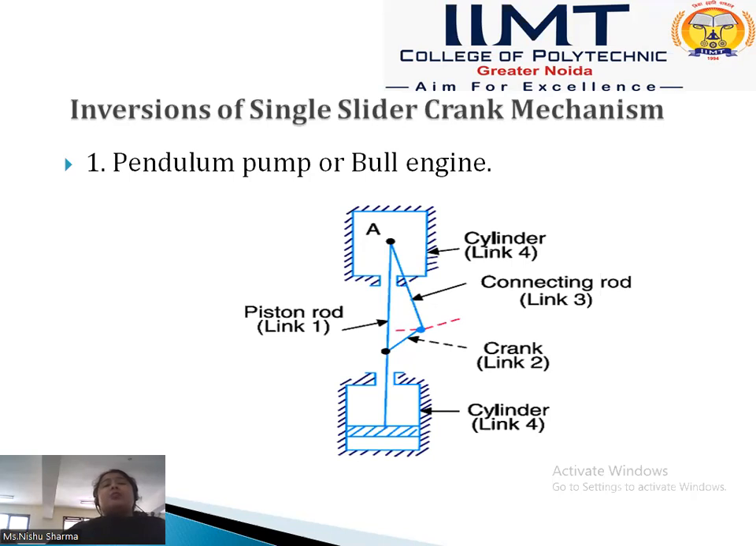When the crank is rotated about the fixed center, the connecting rod, which is connected to the crank and piston rod, oscillates about the pivoted point. When the connecting rod oscillates, the piston rod, that is link one, reciprocates in the cylinder. This is the working of this mechanism, the pendulum pump.